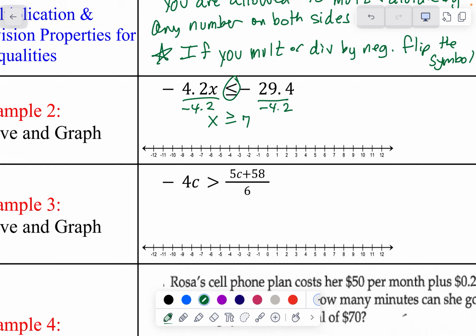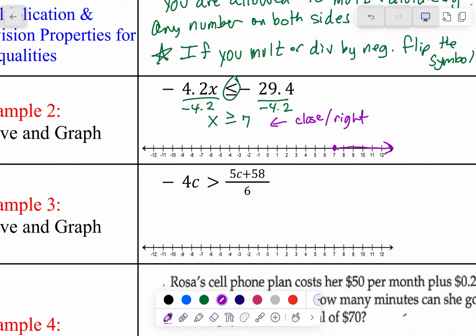Now that it becomes a greater than or equal to, that tells me to close in the dot and shade to the right. The equality tells me to close in the dot. The greater than tells me to shade to the right. Okay, so go to your little graph. Put a closed in dot at 7. Greater than 7, shade it to the right.